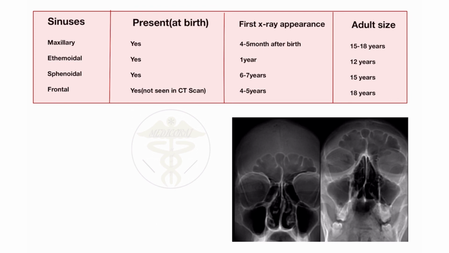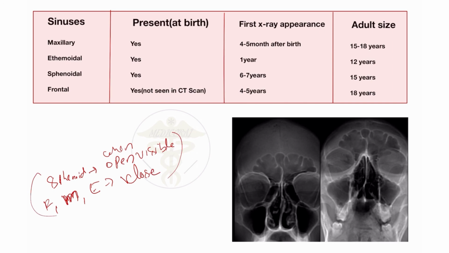Sphenoidal sinuses are only visible in the open mouth, but frontal, maxillary and ethmoidal sinuses are also visible in the closed mouth. So this is the difference between the sphenoidal sinuses and the frontal, maxillary and ethmoidal sinuses. So this is all about the paranasal sinuses.